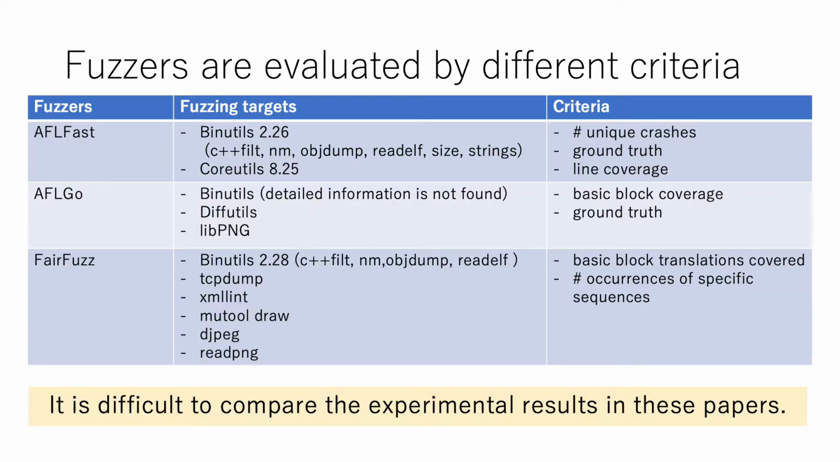Unfortunately, the existing fuzzers are evaluated by different criteria because there is no common benchmark dataset for fuzzing tools. The table on the slide shows fuzzing targets and evaluation criteria for each fuzzer.